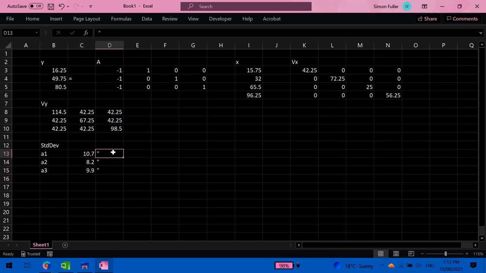And so now we have answered part B. We now have the standard deviations, precisions if you like, of our computed angles. So we computed the angles up here, and then we have their standard deviations here as asked. So that's a worked example of using propagation of variances with multiple derived quantities.